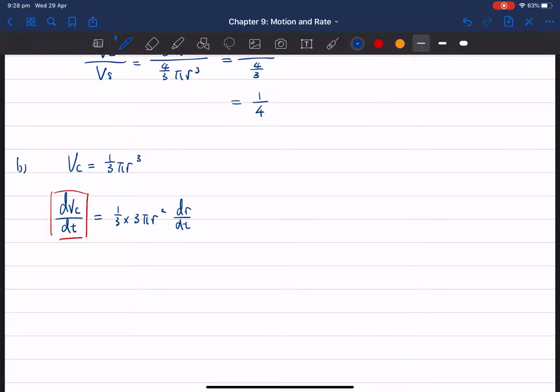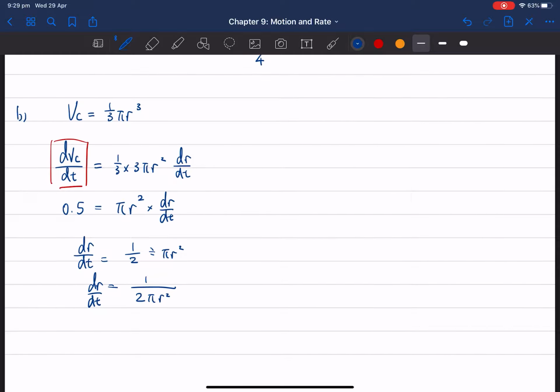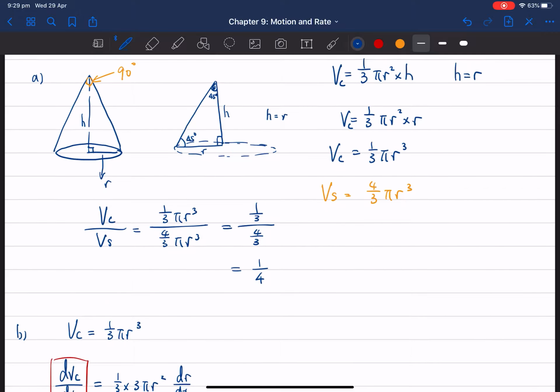0.5 is equal to pi r squared times dr over dt. We are finding dr over dt in terms of r, so dr over dt is equal to a half divided by pi r squared, which is 1/(2 pi r squared). That's what dr over dt is equal to. So part B has finished.